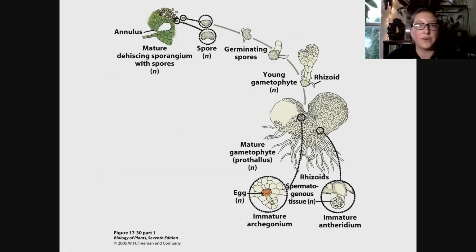Here it is. So you can see here are the cells of the annulus. You can see a bunch of spores being ready. I'll use a different color because the spores are haploid. Spores are haploid, and we're going to talk about just one spore. So I'm going to track this one spore here.